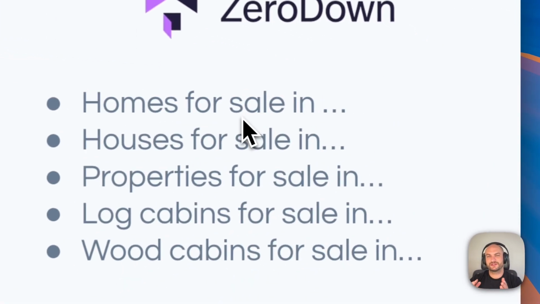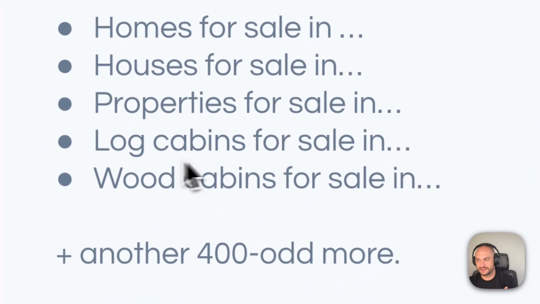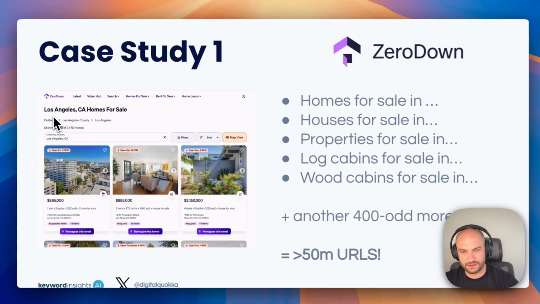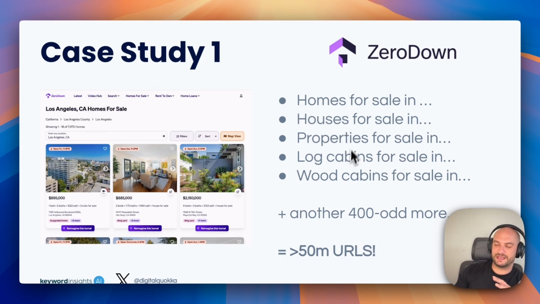So homes for sale in California, houses for sale in California, properties for sale in California, log cabins for sale in California. And each one generated one of these, you can see over here on the left, a keyword page. So this one was homes for sale in Los Angeles, but they might have had 2-bedroom homes for sale Los Angeles, 3-bed homes, 4-bed, 5-bed, bungalows, loads of different property types. And we call these their keyword pages.